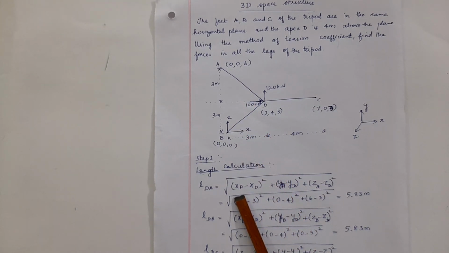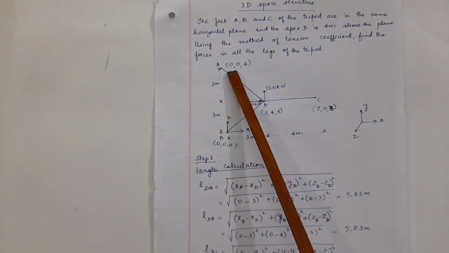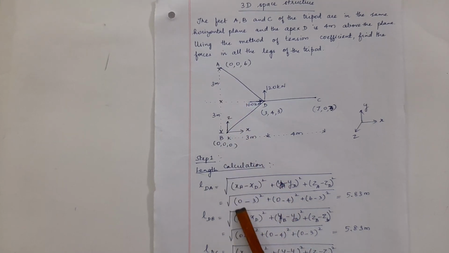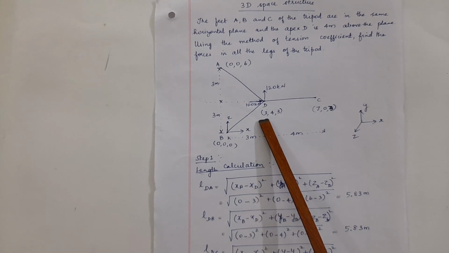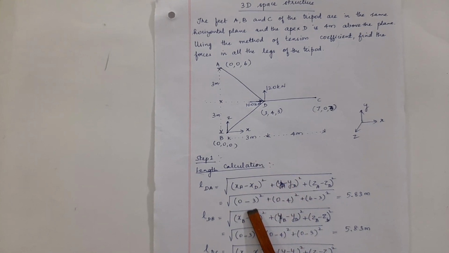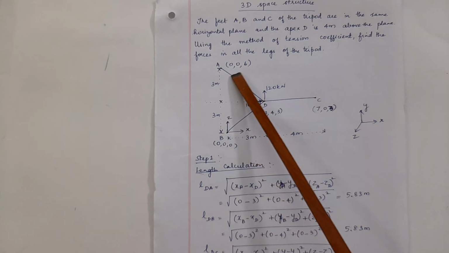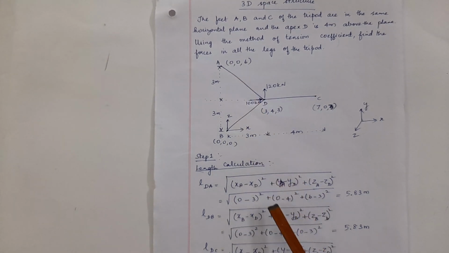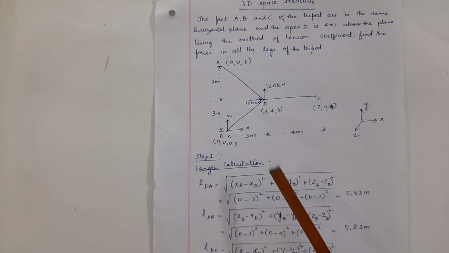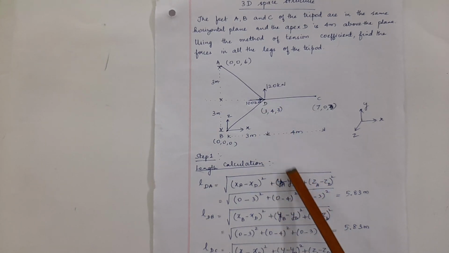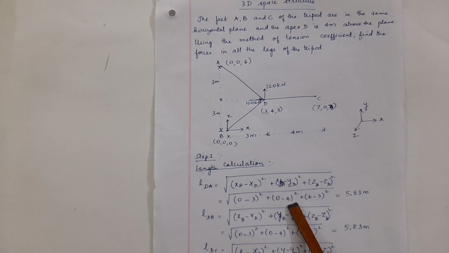So see here, x coordinate of A is 0. I have written here 0. x coordinate of D is 3. Directly I have written 3. Same way, y coordinate of A is 0. I have written here 0. y coordinate of D is 4. I have written here 4 and so on.